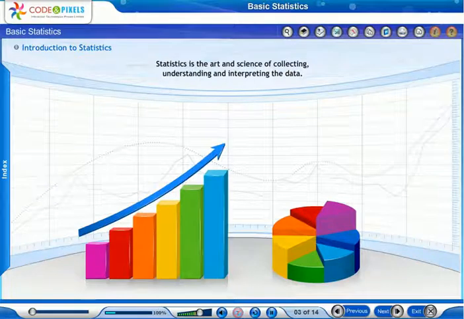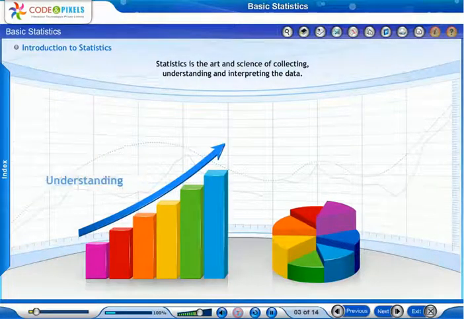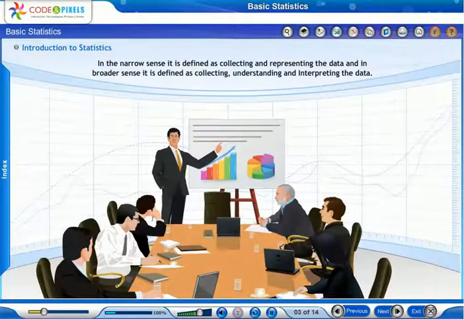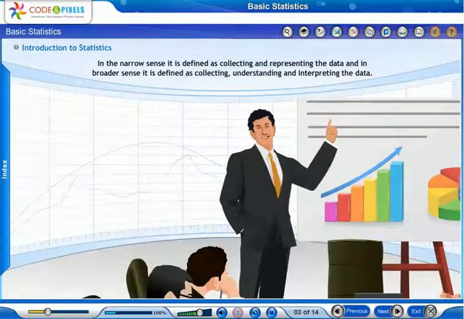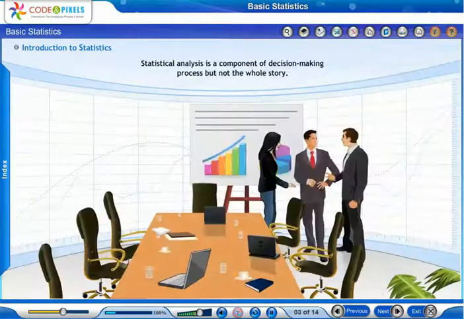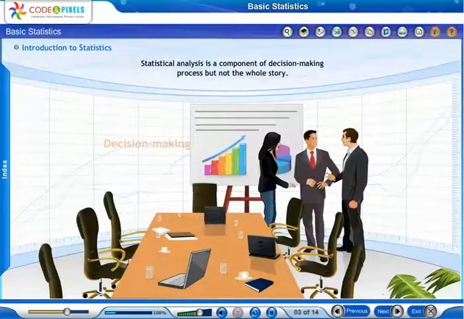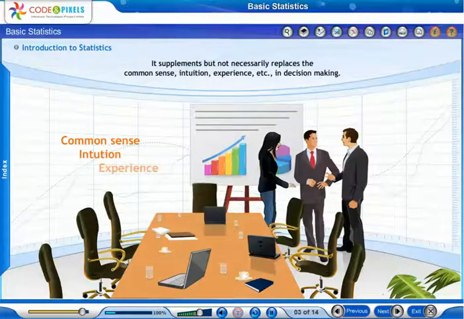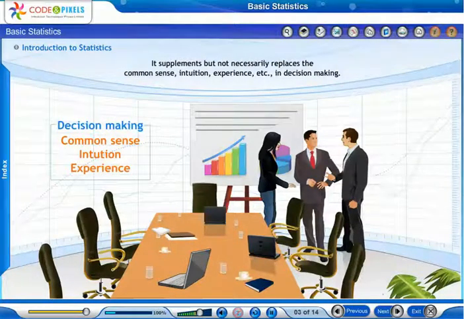Statistics is the art and science of collecting, understanding, and interpreting the data. In the narrow sense, it is defined as collecting and representing the data, and in a broader sense, it is defined as collecting, understanding, and interpreting the data. Statistical analysis is a component of the decision-making process, but not the whole story. It supplements, but does not necessarily replace, common sense, intuition, experience, etc. in decision making.